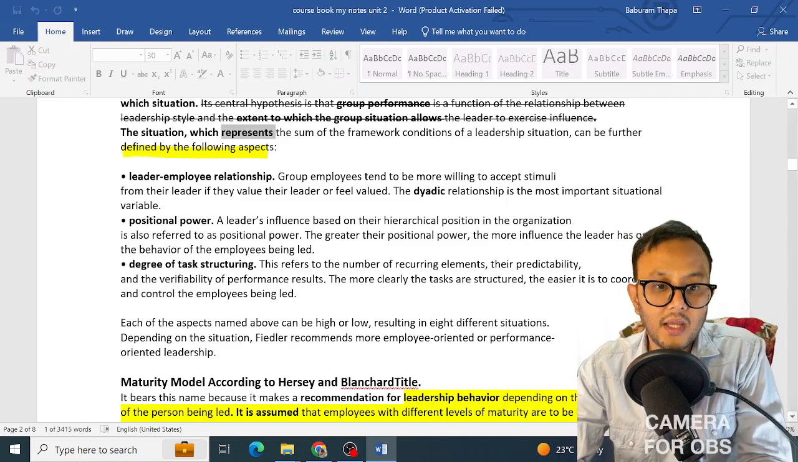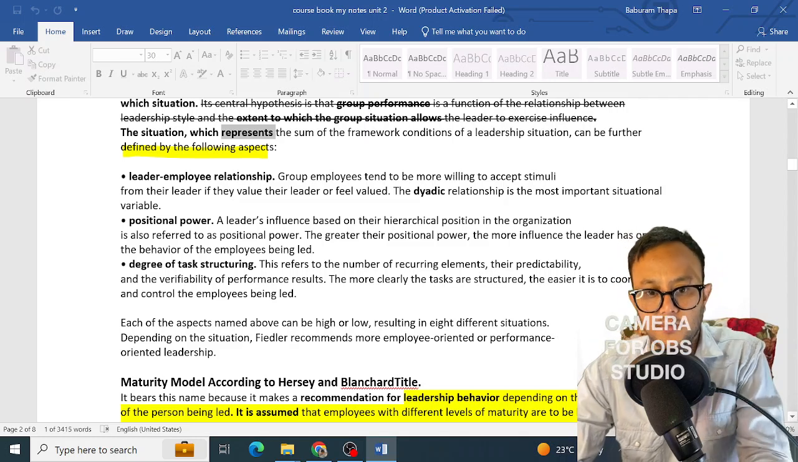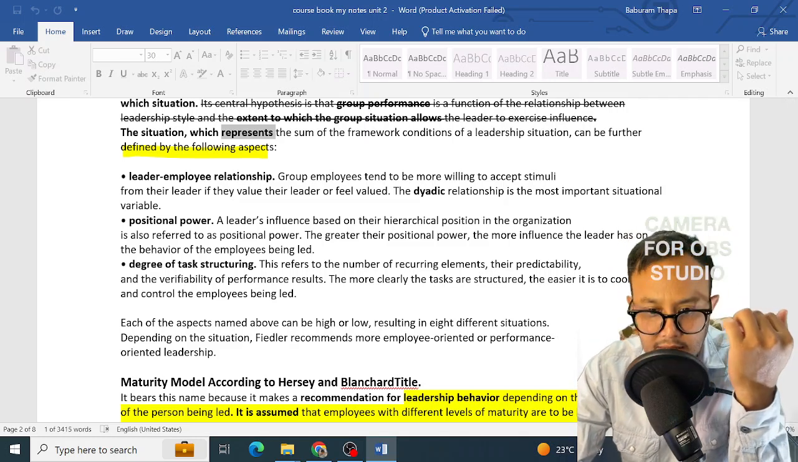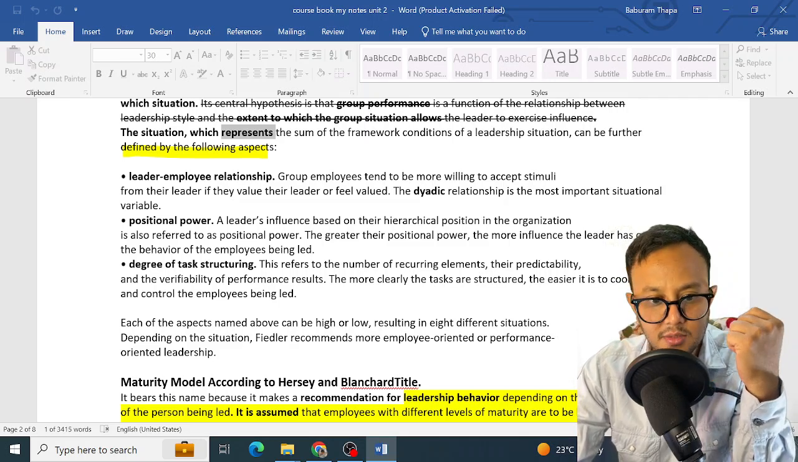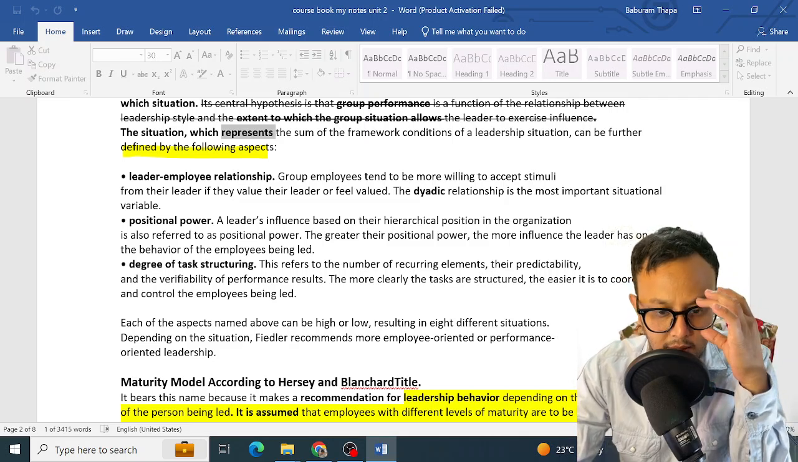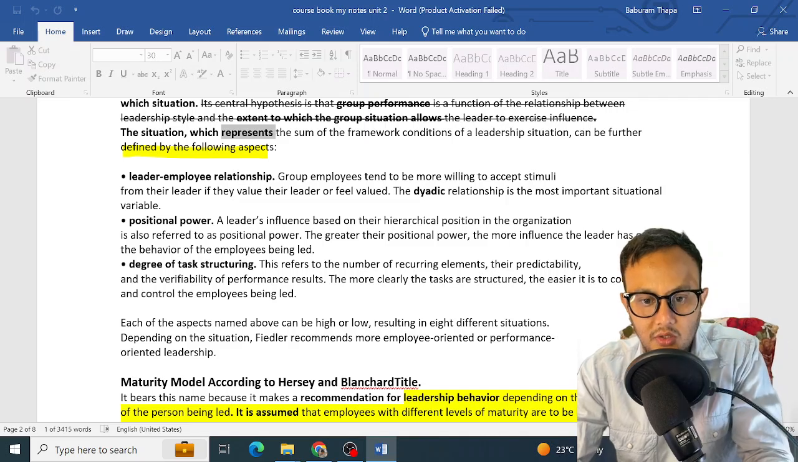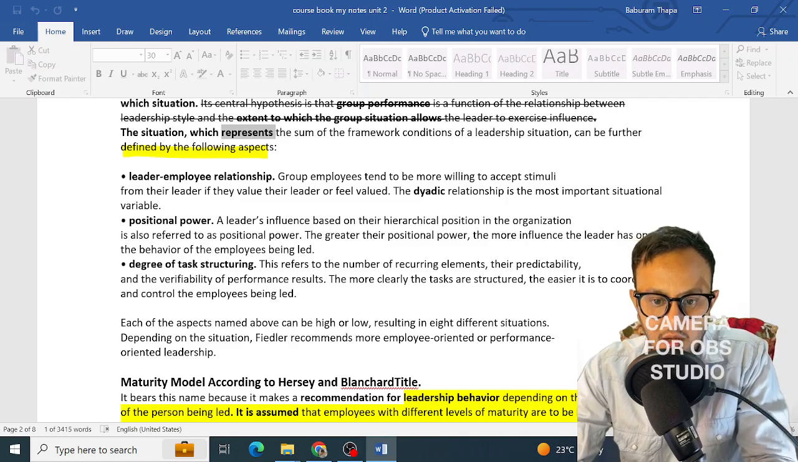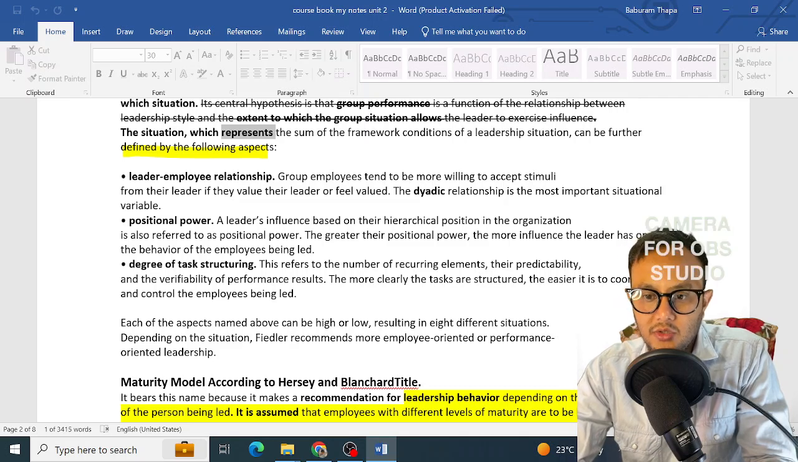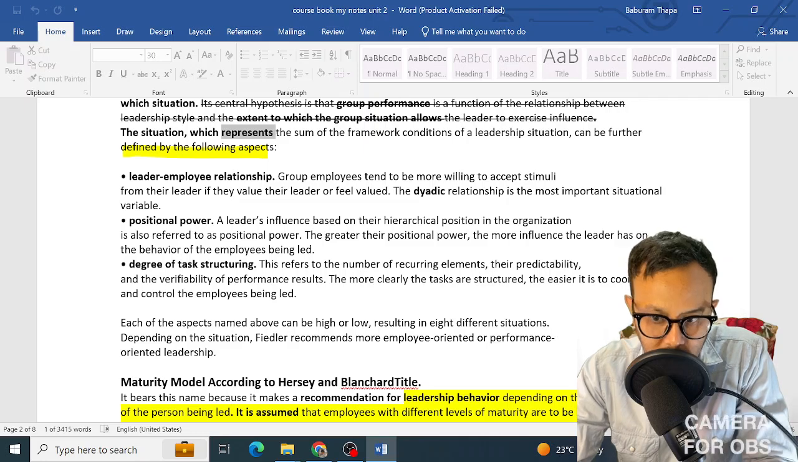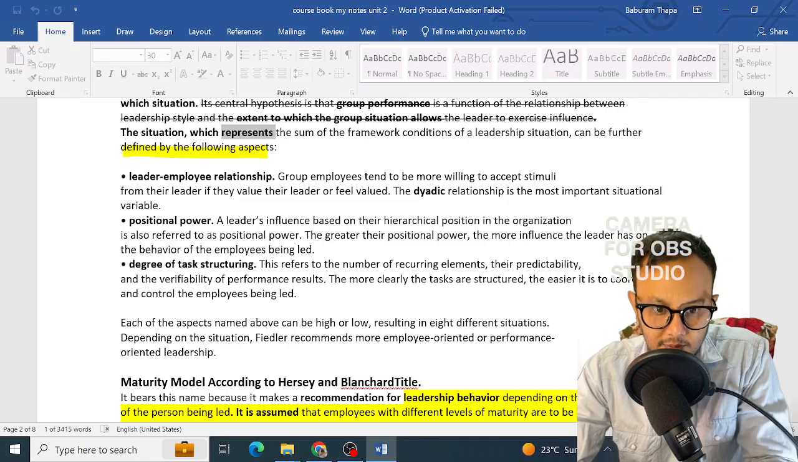Okay, so leader-employee relationship. Group employees tend to be more willing to accept stimuli from their leader if they value their leader or feel valued. If they value their leader and if they feel that they are valued, what will they do? They will tend to be more willing to accept stimuli or the decisions. Okay, the dyadic relationship is the most important situational variable.